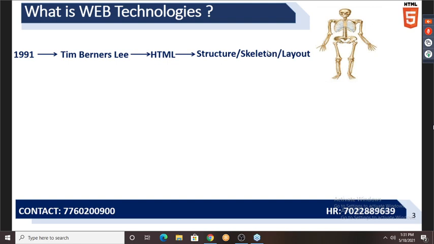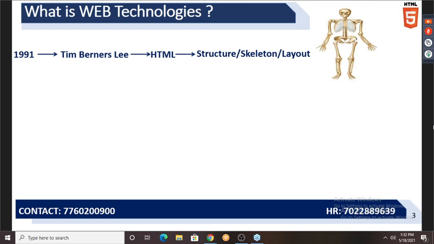Okay, come back to our web technology. We have this, right? So we understood why we go with HTML. Why HTML? To create the structure. I hope everyone understood this, right? So next, guys, the structure is created.